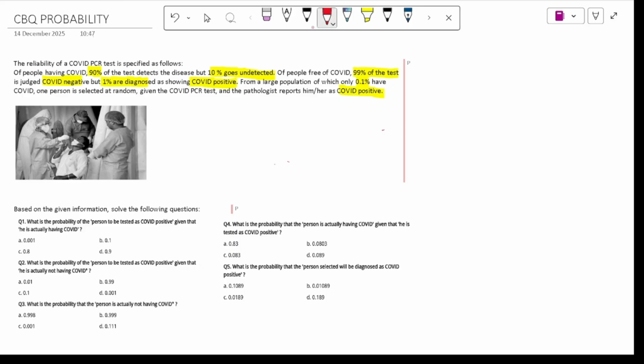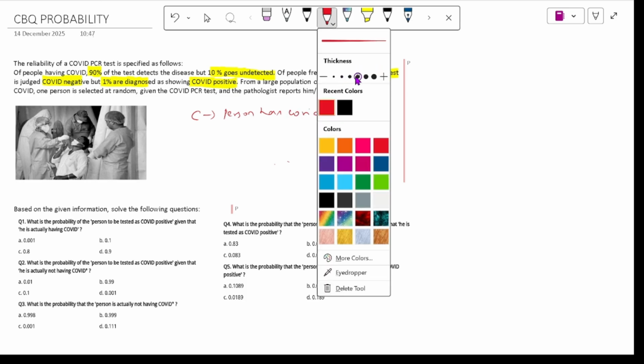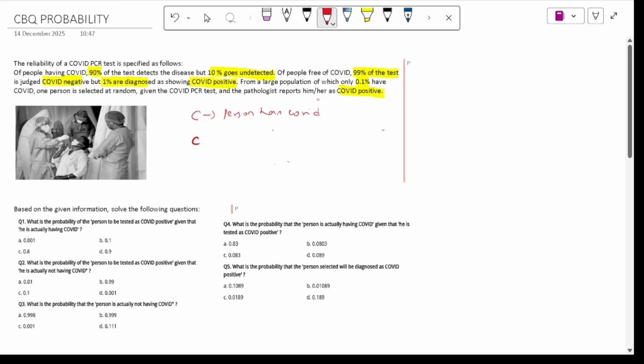Let C be the event where the person has COVID. C complement: the person does not have COVID. C plus: the test is positive.